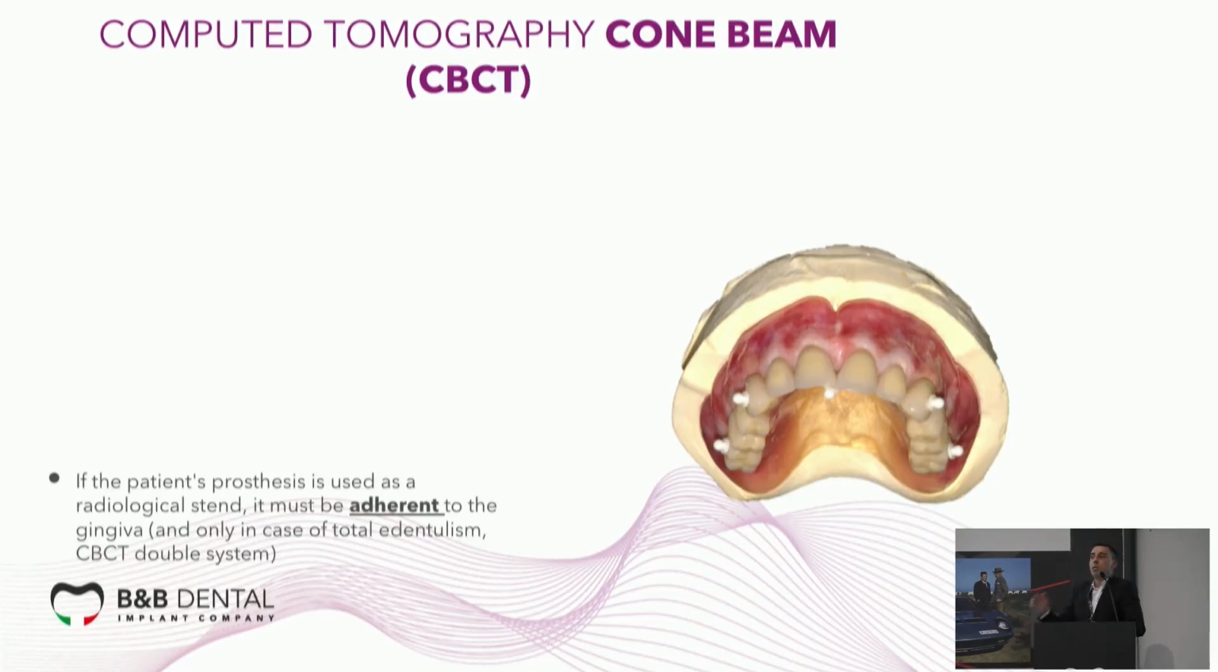The double CBCT system is two different CBCT images. The first one is the radiological template in the patient's mouth, and the second is just the radiological template. You put the radiological template on the rest chin and with the teeth, and you can perform the second CBCT just with the radiological template.